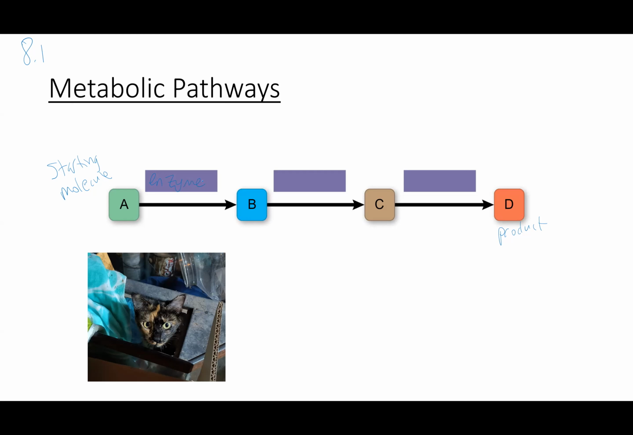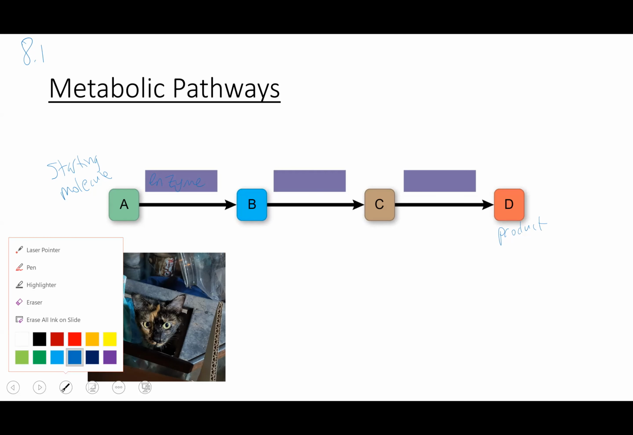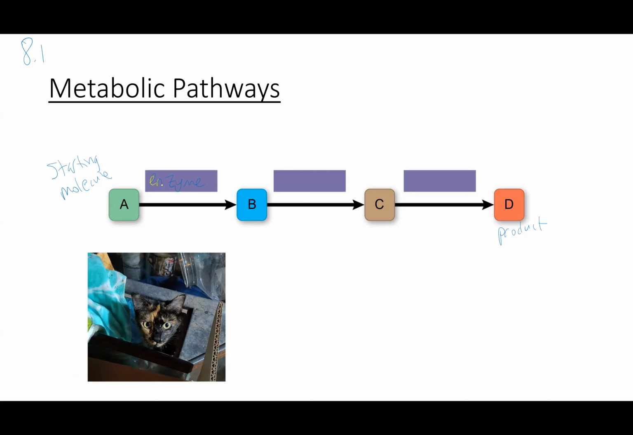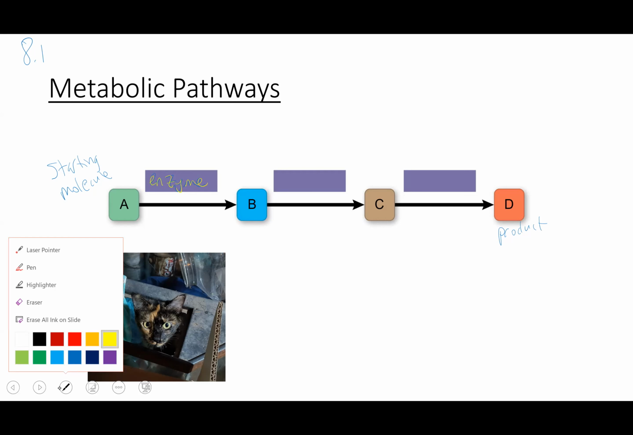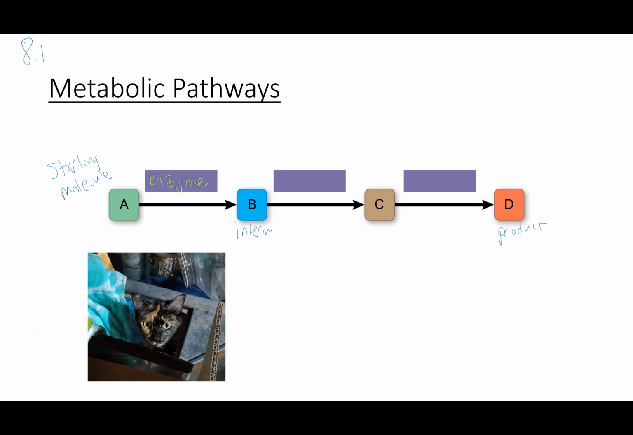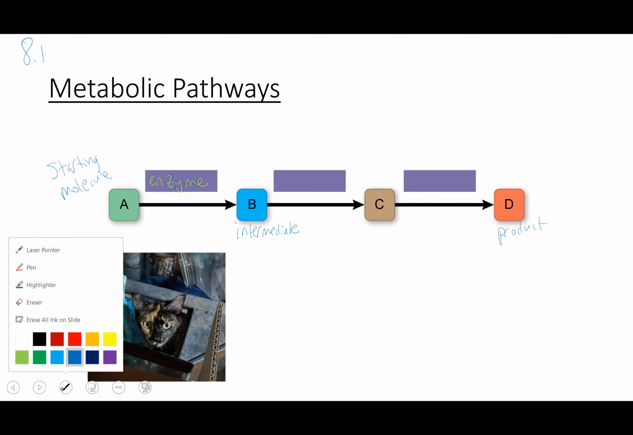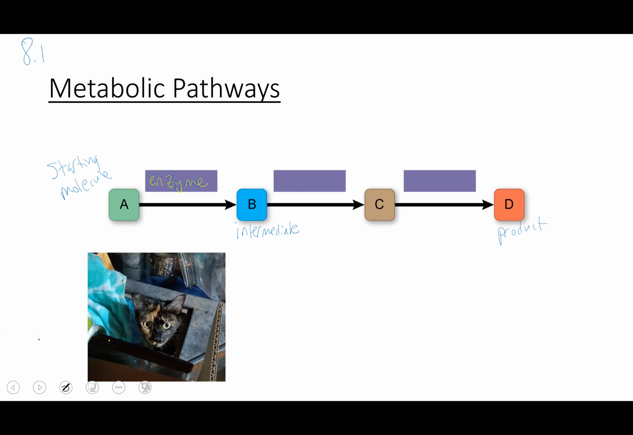an enzyme. So we might have molecule A, it's acted on by an enzyme that produces B. B is what we call an intermediate product. And then B is acted on by another.